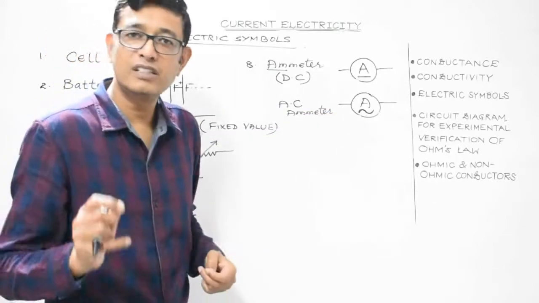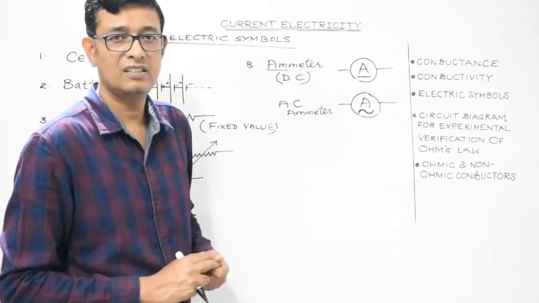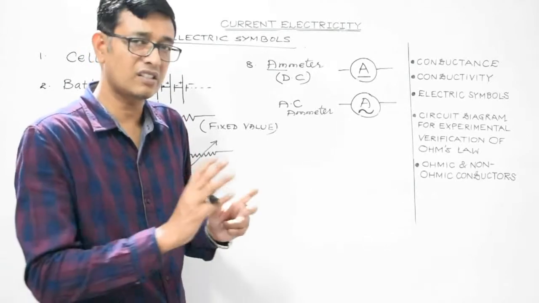And remember, an ammeter is always connected in series. It's a very low resistance device. We'll discuss it in detail.